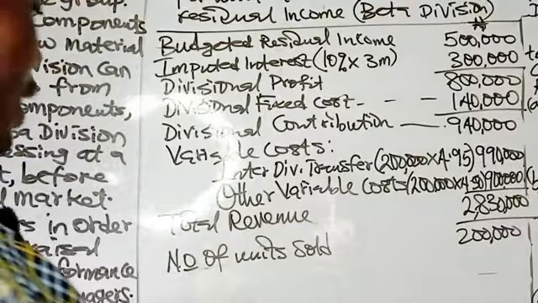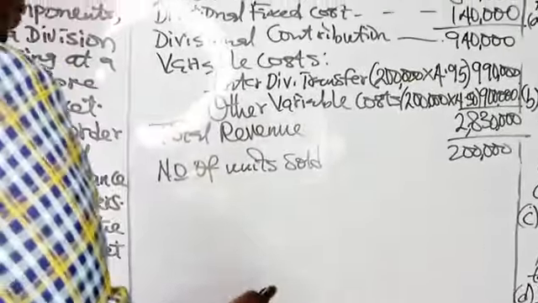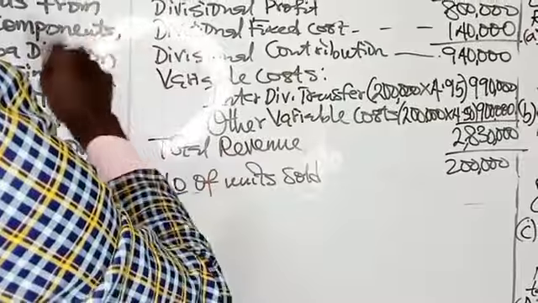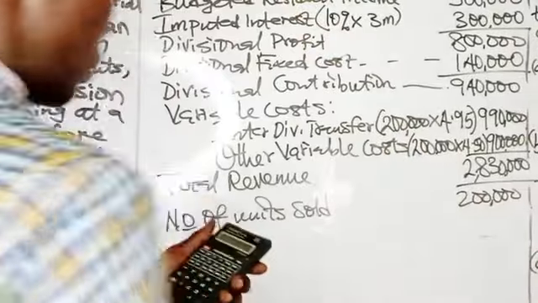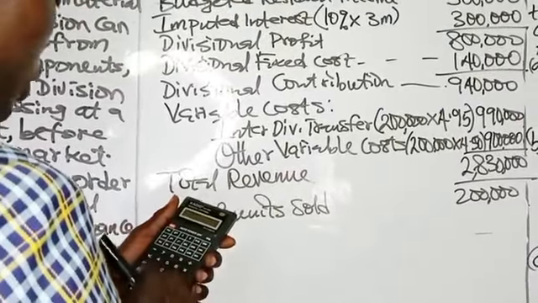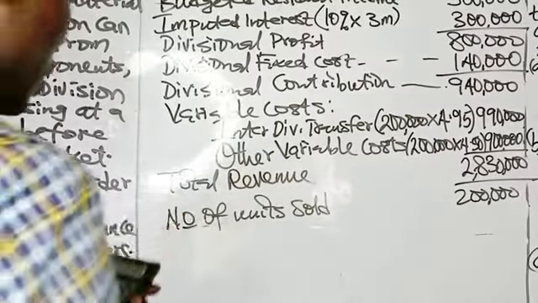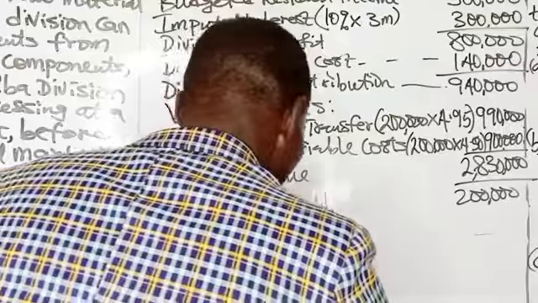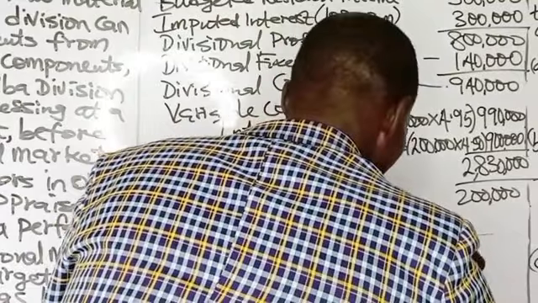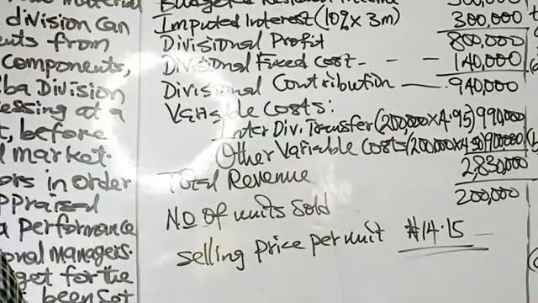Our assumption here is that there is no loss in the production process. One unit of the components was used to achieve one unit of the finished product of better division. That is our major assumption here. So 2,830,000 divided by 200,000, we have 14 naira 15 kobo. So selling price per unit now will be 14 naira 15 kobo. That is the solution to the B part of the question.